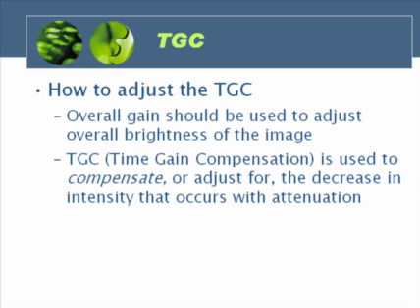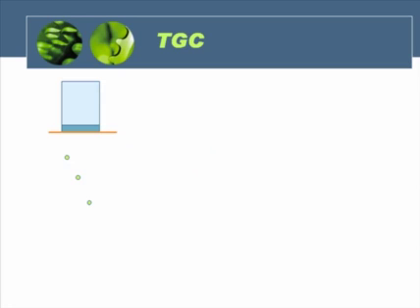The TGC is used to compensate or adjust for the decrease in intensity that occurs with attenuation. As the beam travels deeper, attenuation increases and the amplitude of the return echo decreases. Let's look at this example. I have 3 reflectors, each placed deeper than the other. All of the amplitudes entering the patient will be the same.